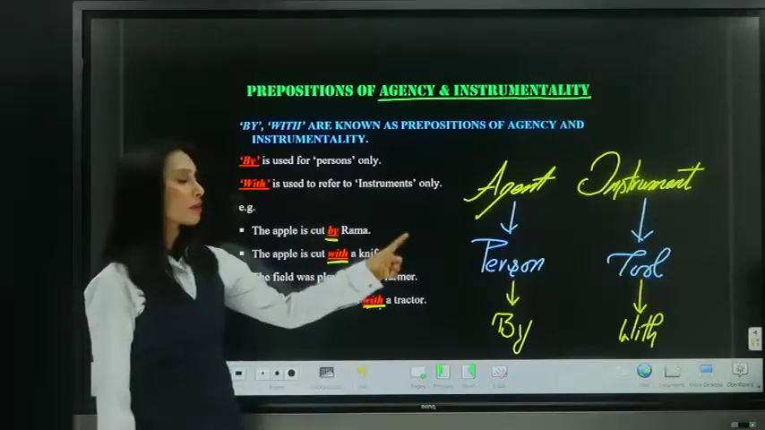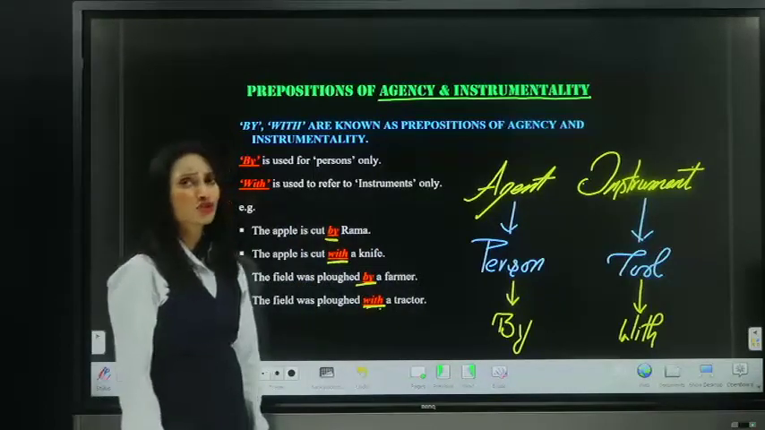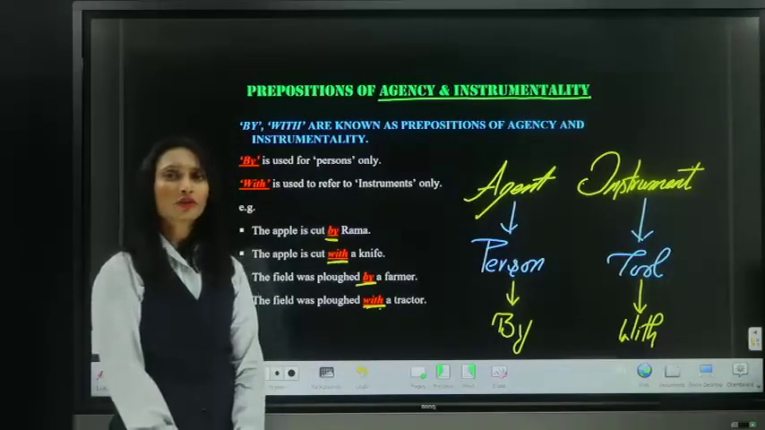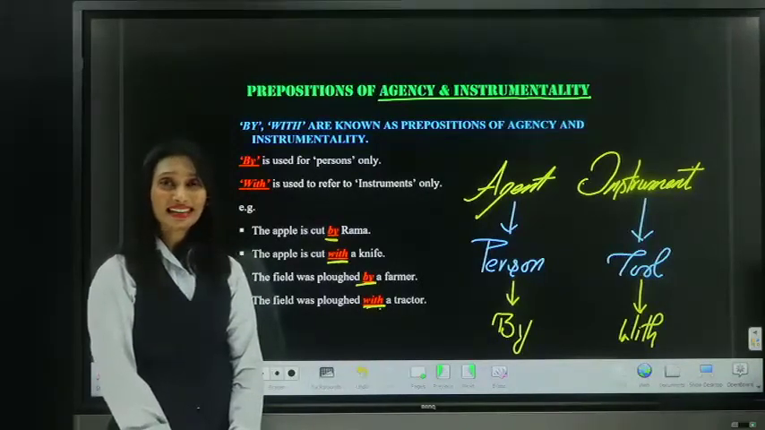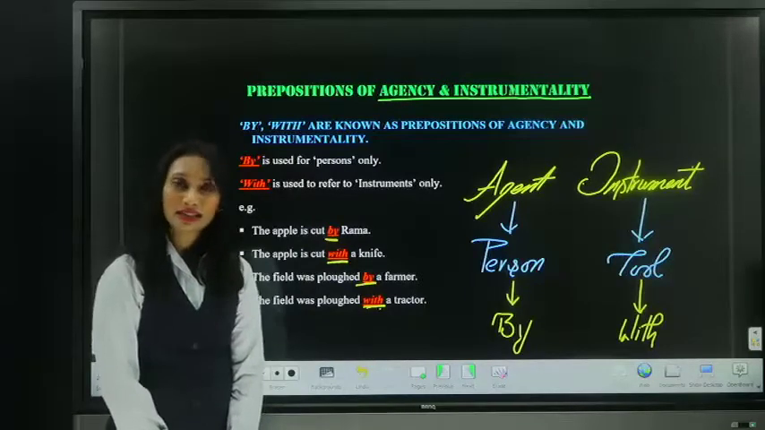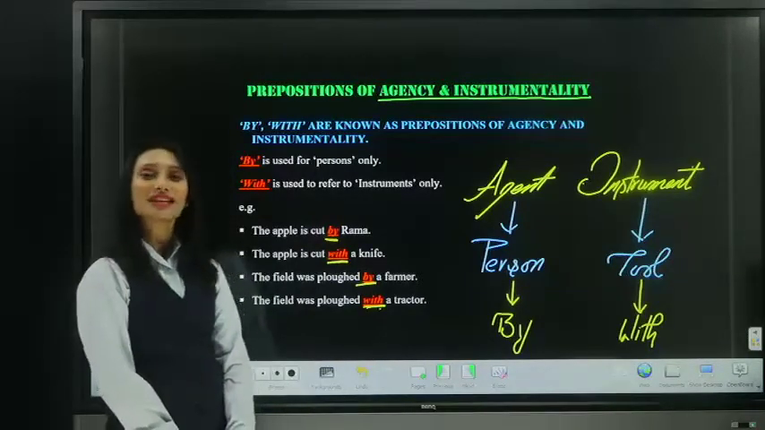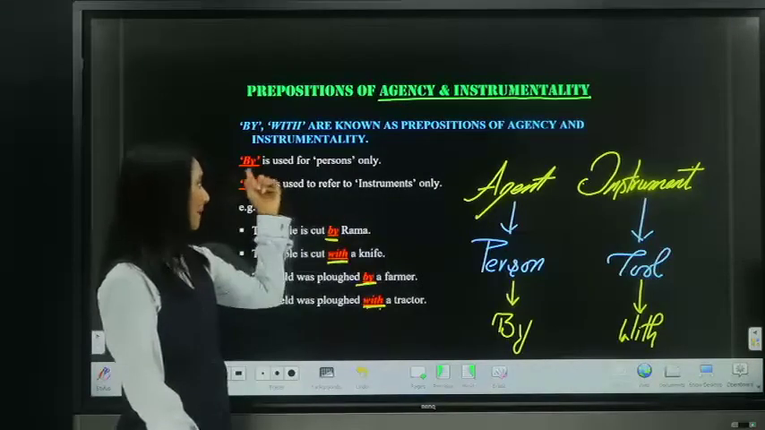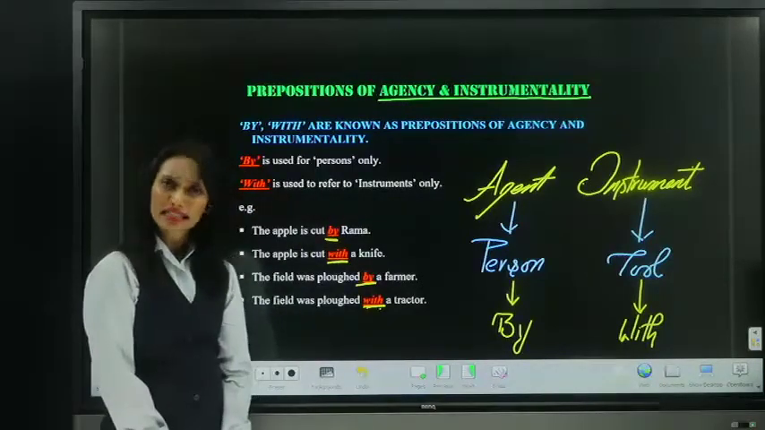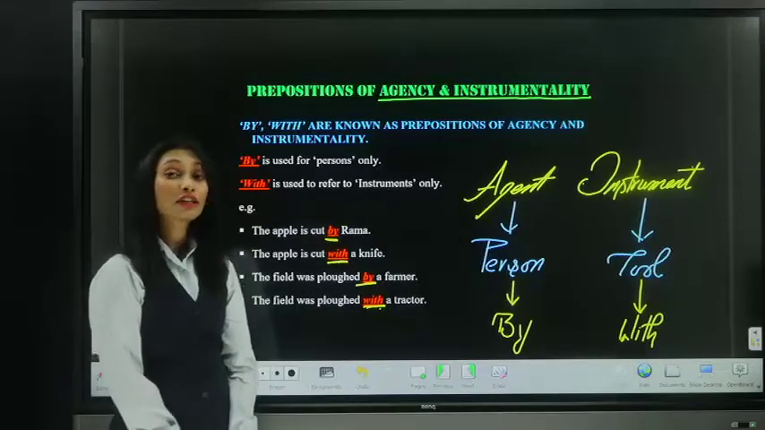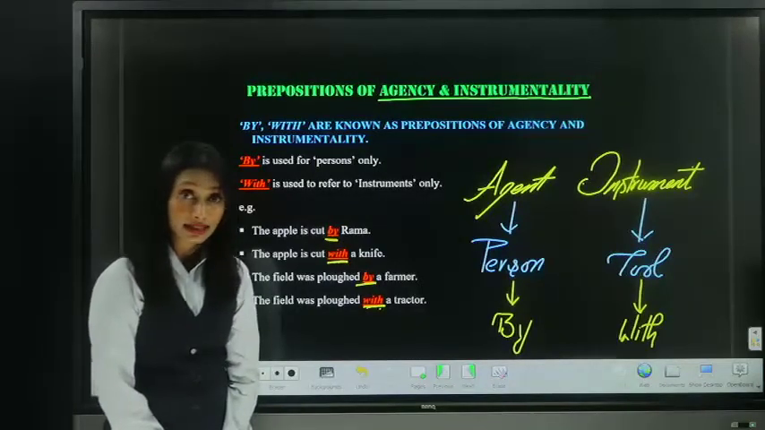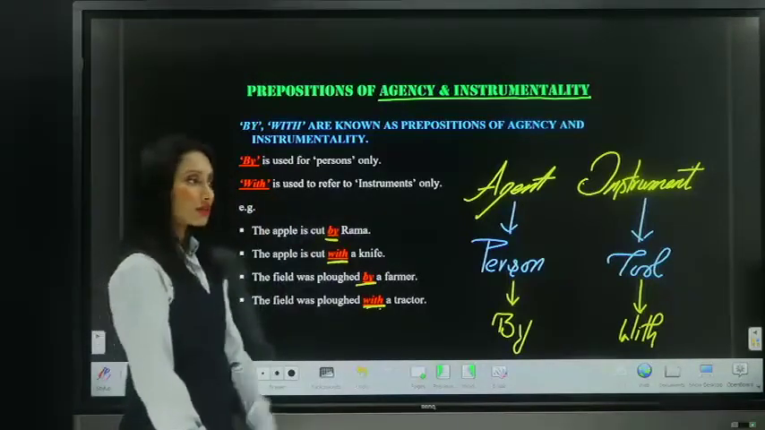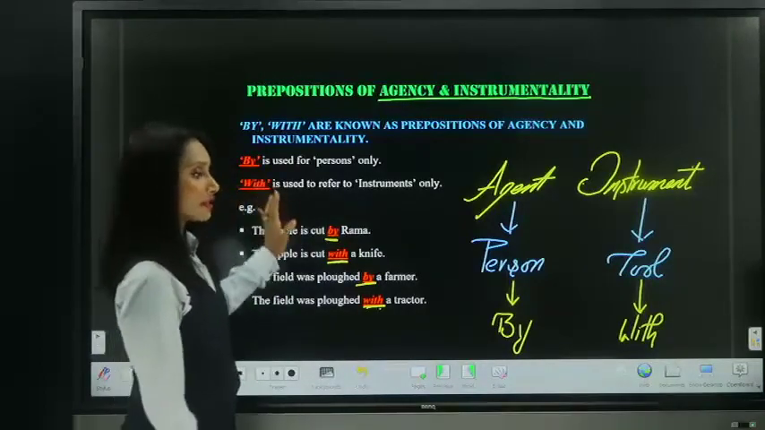So that's about prepositions of agency and instrumentality. Only 2 prepositions are there, you can easily remember. If the action is done and we are denoting the person who does the action, we use the preposition by. If the action is done and we are denoting the instrument used for the action, we use with. So that's about prepositions of agents and instrumentality.